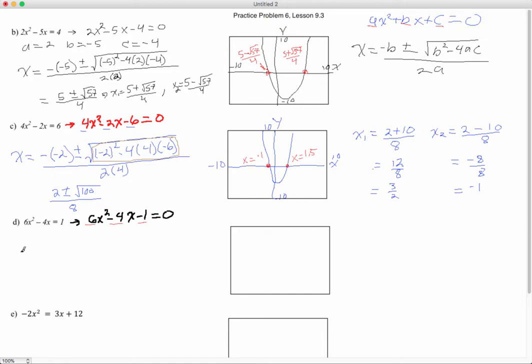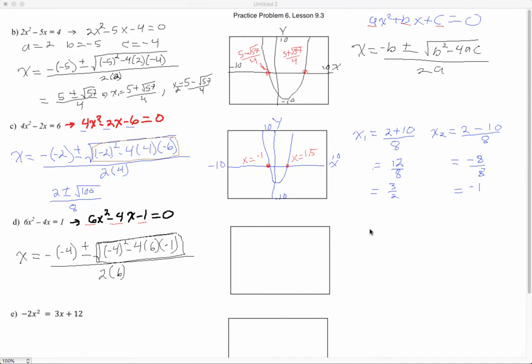So that tells me that x is equal to the opposite of negative 4, which is the opposite of b, plus or minus the square root of b squared, which is negative 4 squared, minus 4 times a, which is 6, times c, which is negative 1, all over 2a, so that's going to be 2 times 6. And as in the past videos, I'm going to delegate the duty of calculating the discriminant to the calculator.